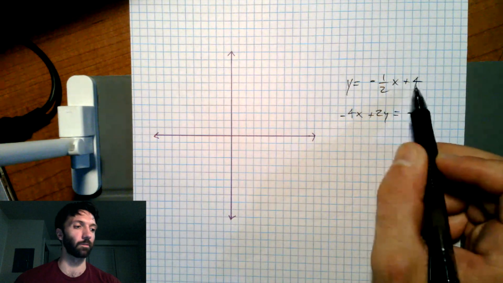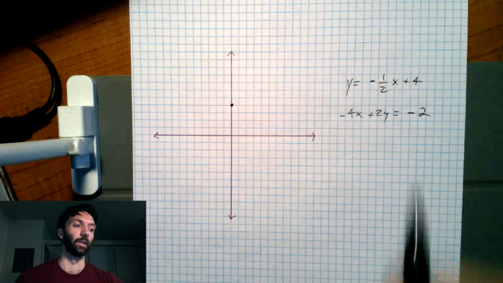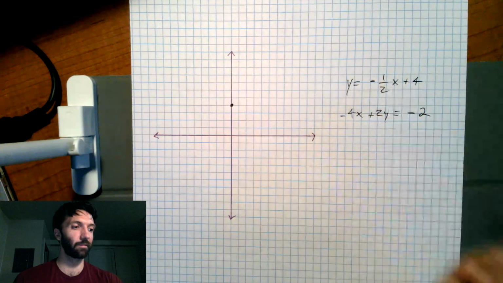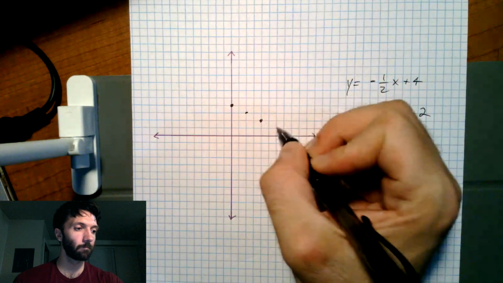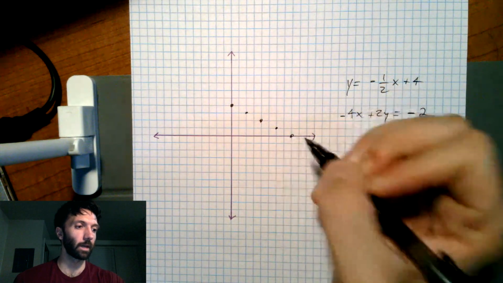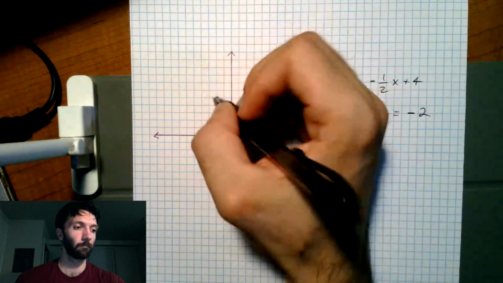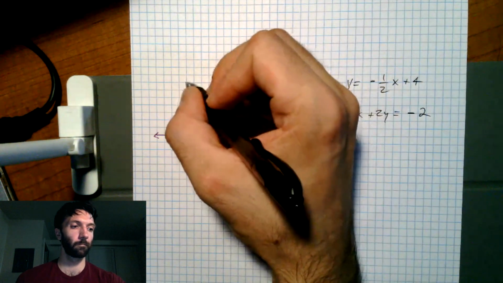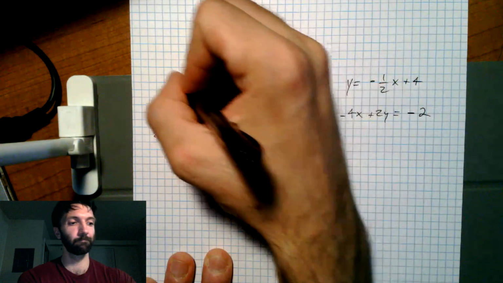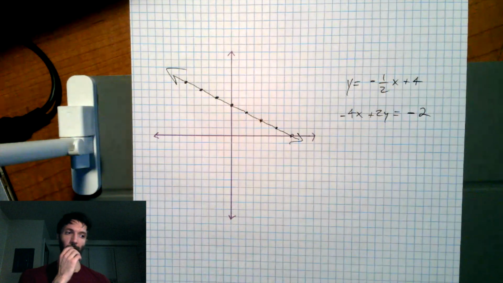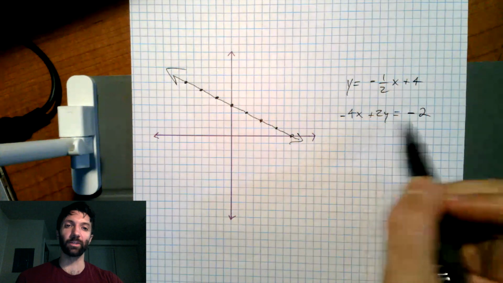So that's going to be a y-intercept of +4. And then I have a slope of -1/2. So that's going to be down 1, over 2. Okay, and I'm going to do this in both directions, so I'll go up 1 and left 2. And again, you should probably use a ruler for these.